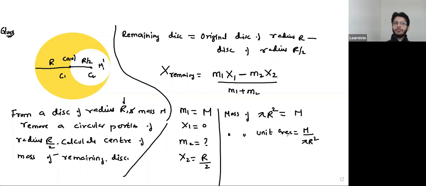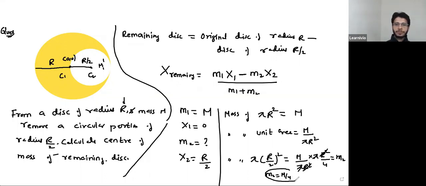Then you can calculate the mass of this disk of radius r by 2. So pi r by 2 square is M over pi r square multiplied by pi r square by 4. This is what we call M2. Pi to pi cancel. So this M2 is just M by 4. Now, this would be your homework to substitute the values of M1, M2, X1 and X2 here and get the center of mass of the remaining disk.